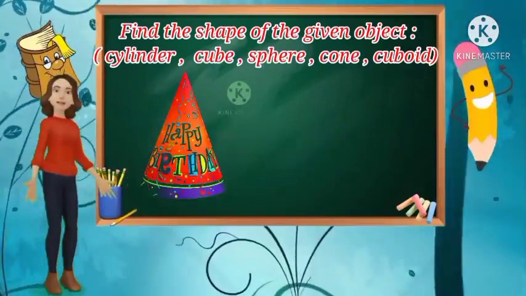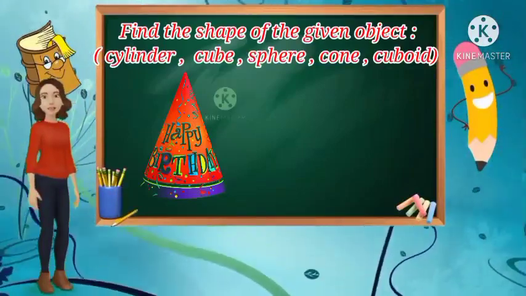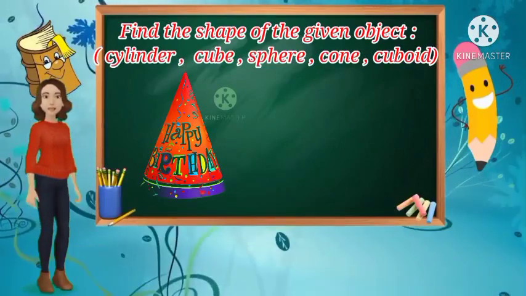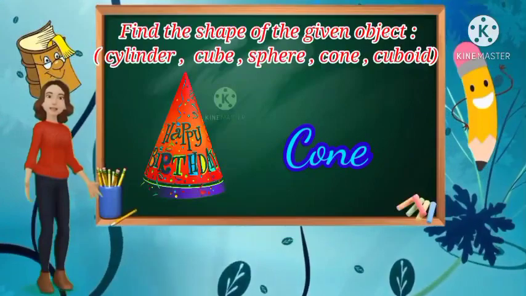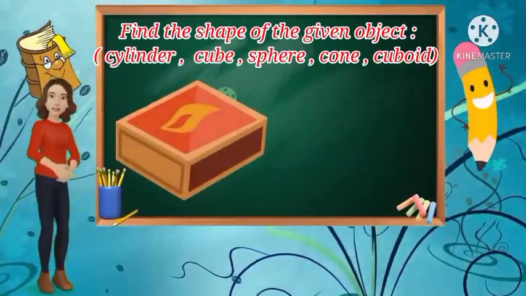Now the second one. Find the shape of this object. What is the shape of this object, children? Can you make a guess? Yes, it is cone.